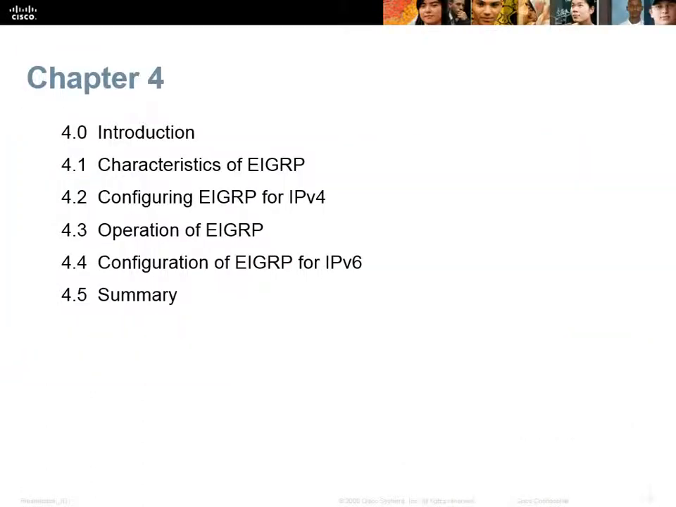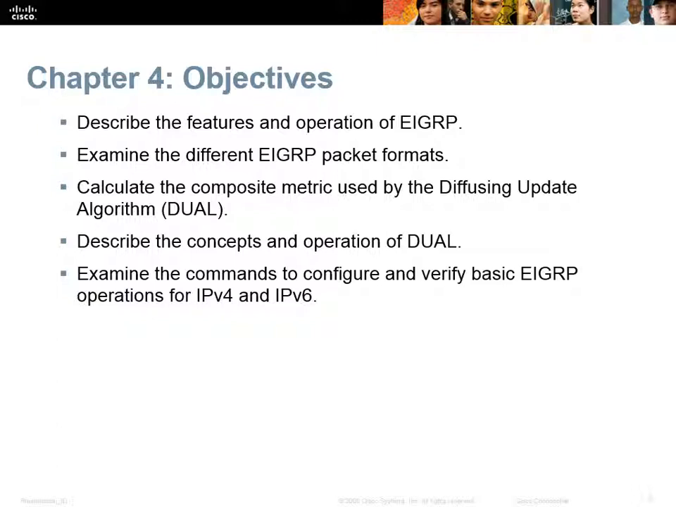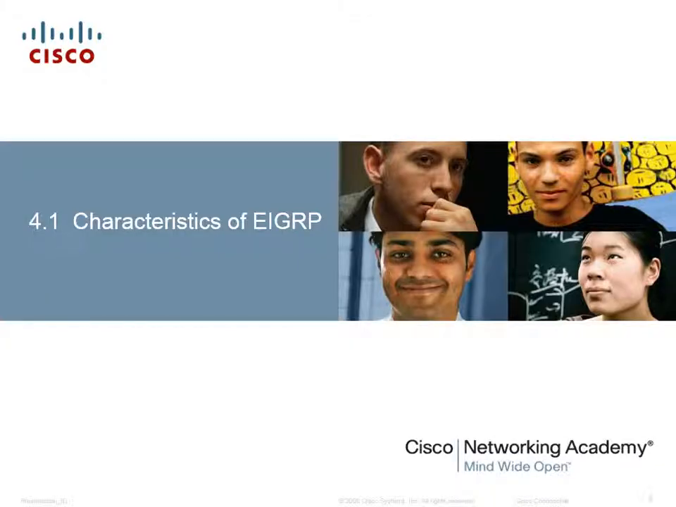We're going to talk about EIGRP, for version 4 and version 6. The objective: I'm going to talk about the features and operation of EIGRP. We're going to talk about the different packet forms, the Diffusing Update Algorithm, or DUAL algorithm, and its concepts and operation. Then we're going to do commands to configure and verify basic IPv4 and IPv6 EIGRP.